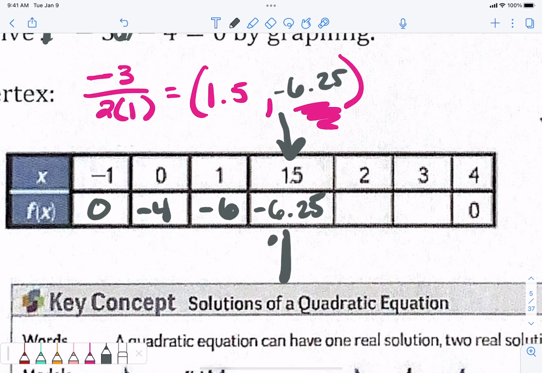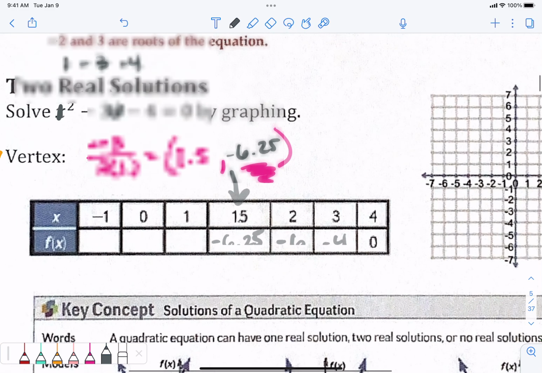I could keep going and plug in 2 and 3. But if this is my vertex, it should be the same on the other side. So what's 2 going to be? Negative 6. 3 is going to be? Negative 4, and 4 is at 0, like they did. We can cheat some of these steps if we know it's going back the other direction, so we don't have to plug in as many things.